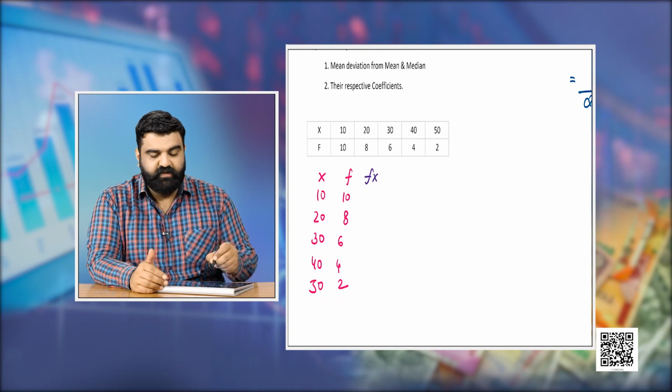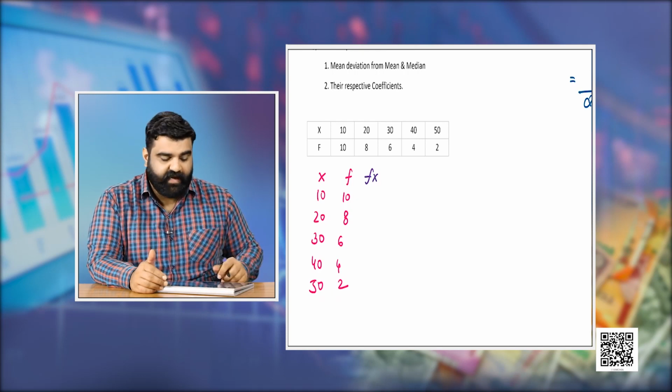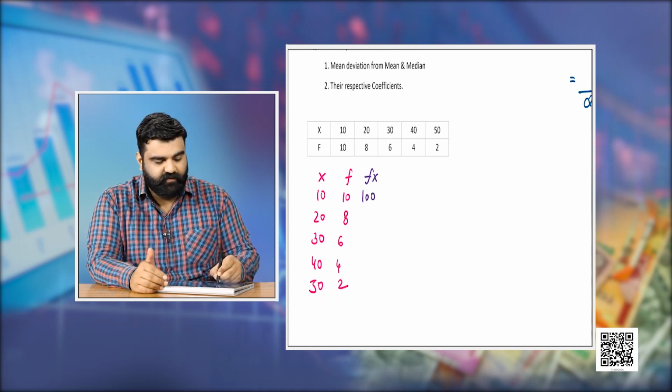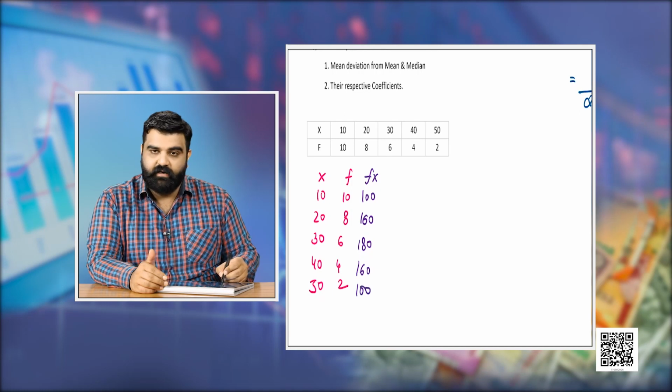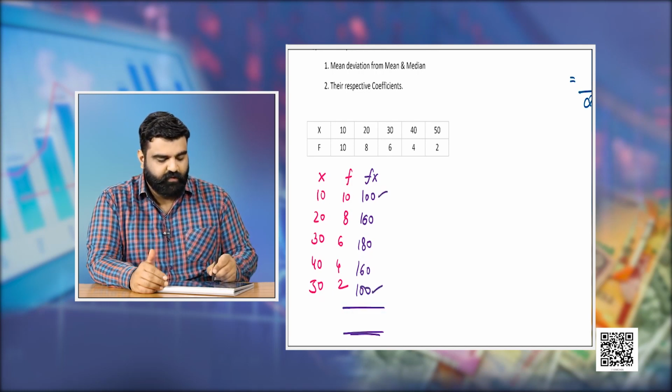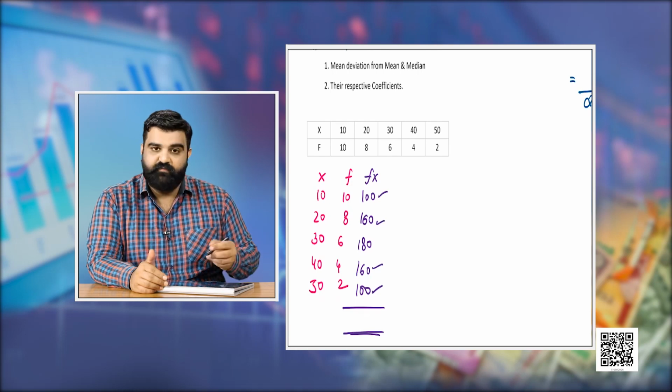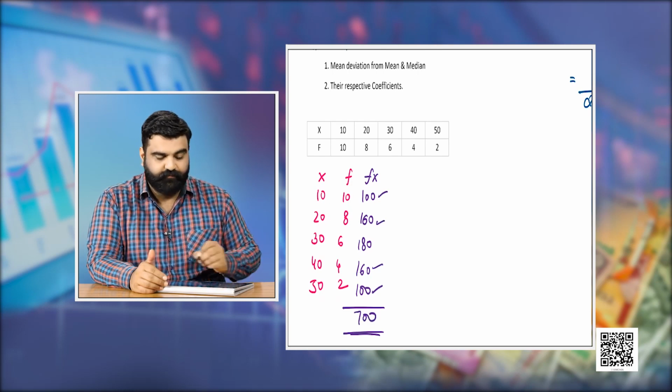For calculating mean, first of all, we will have to multiply f and x. So, we have 100, 160, 180, 160 and 100. Let us add them up. So, this will be 200, 320, 520 and 700. So, this will be my total for fx. Now, let us calculate the frequencies.